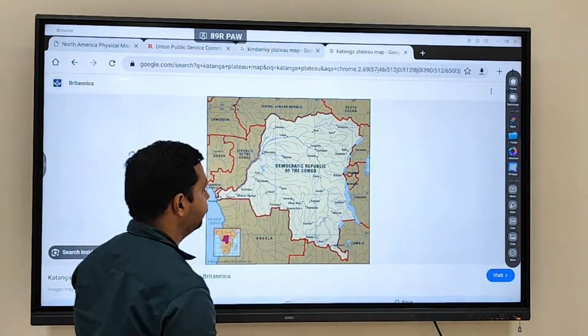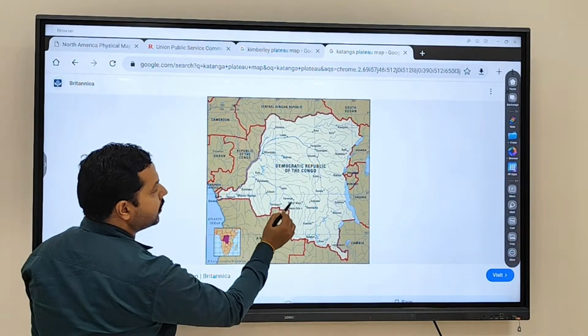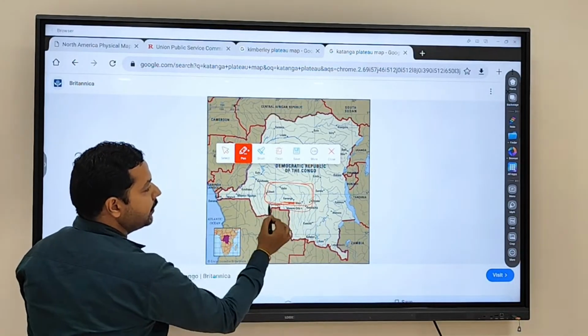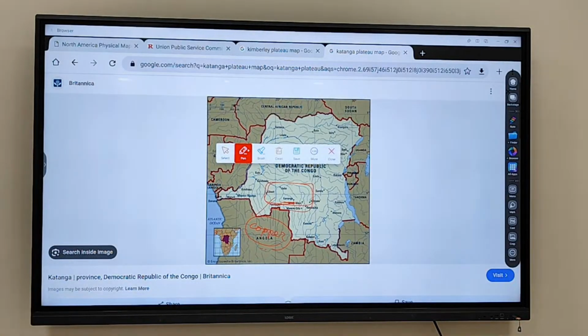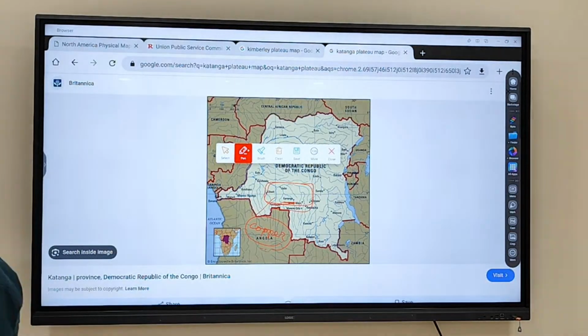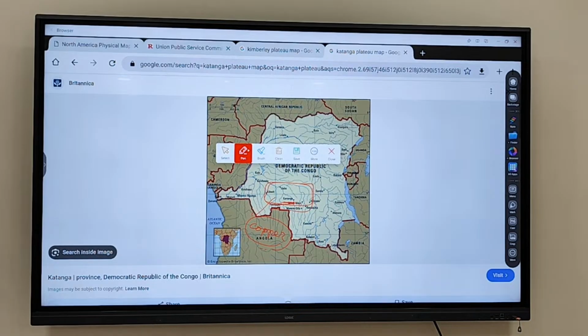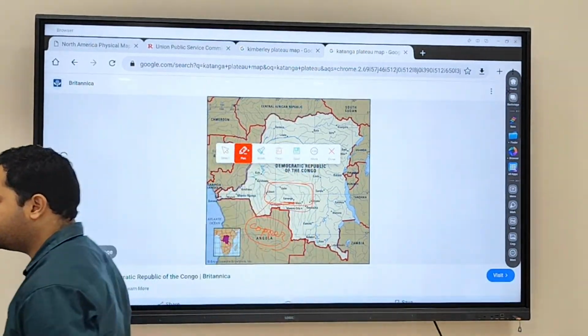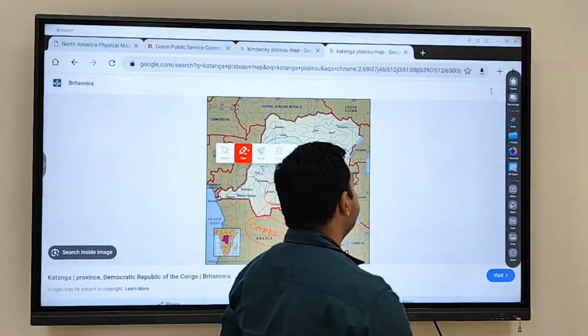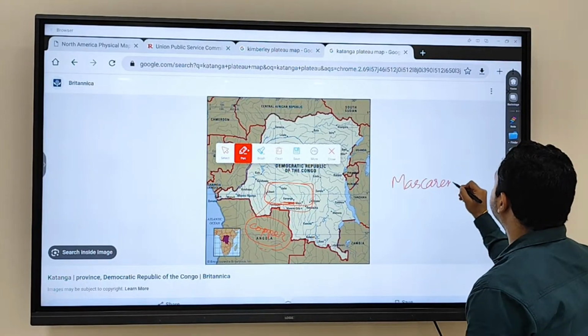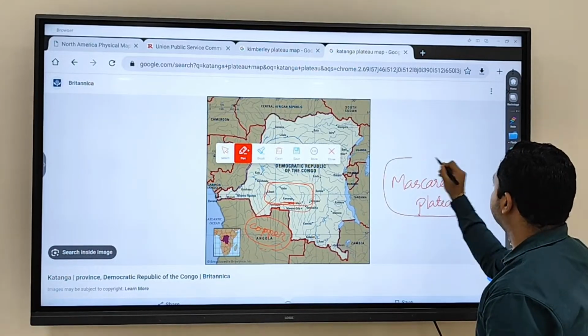This region, Katanga Plateau. You can see here it is written, this particular part. So this is where you'll find Katanga Plateau. Fine. It is very famous for copper. Write down: it is lying in Congo. Famous for copper production. Other minerals like zinc, tin, gold, uranium are also found over here.